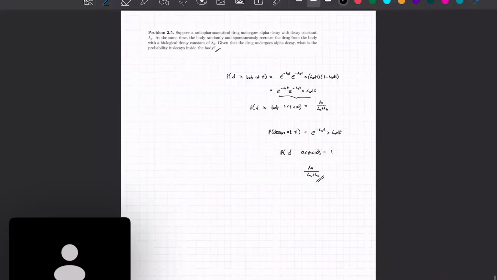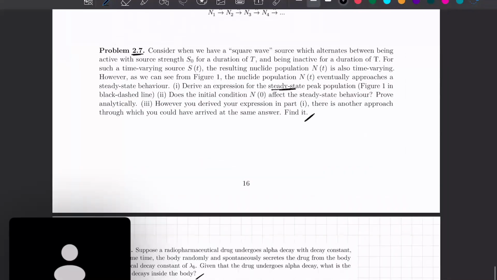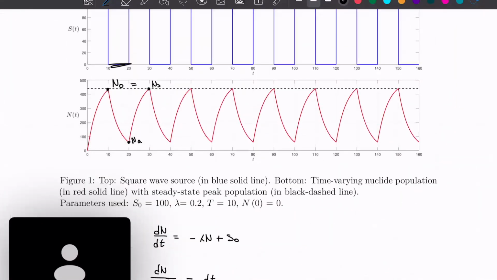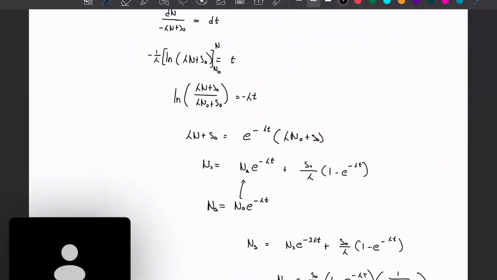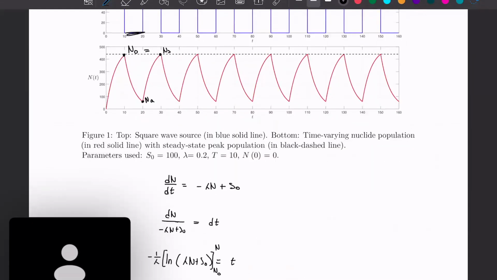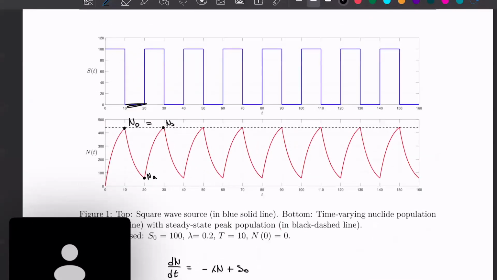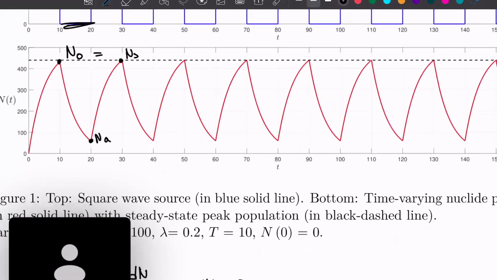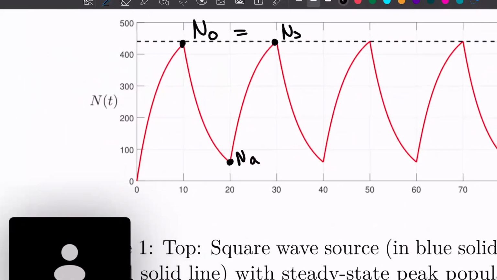Part two is that you prove that your initial condition does not affect the final NS. There is actually a few ways to do it. One way that I did was, and I'm not going to do the full solution, but just give you the thought process: let's say I start with some N naught that is lower than NA. So we start with N naught that is this amount, and it's less than NA.